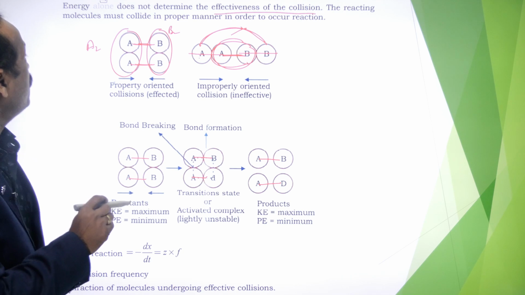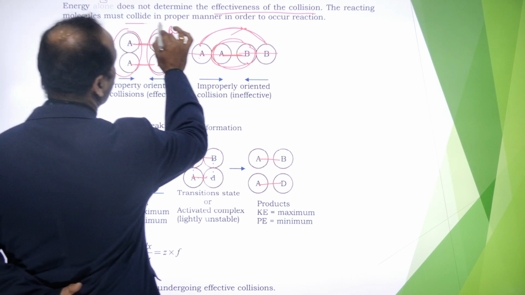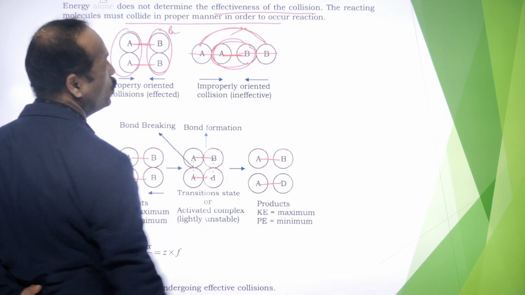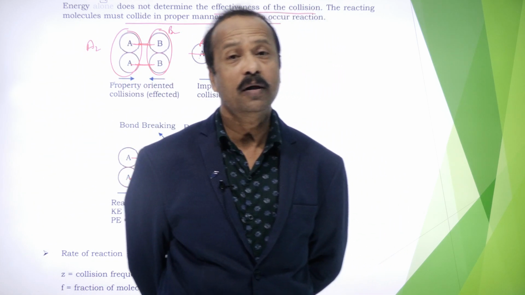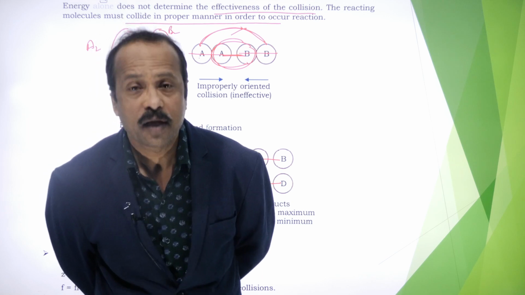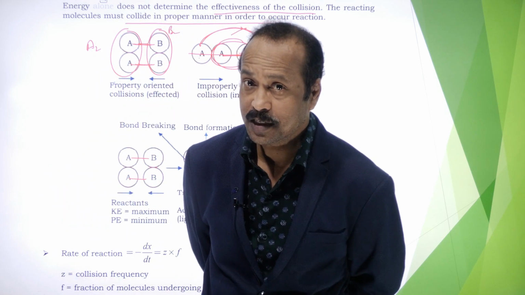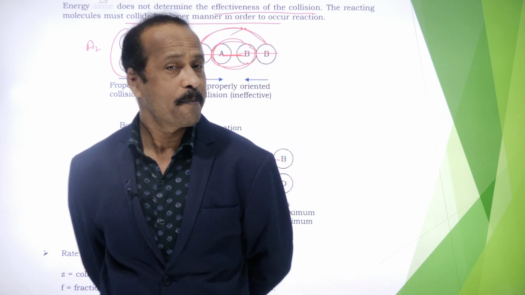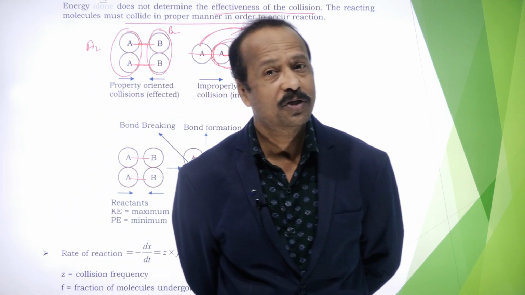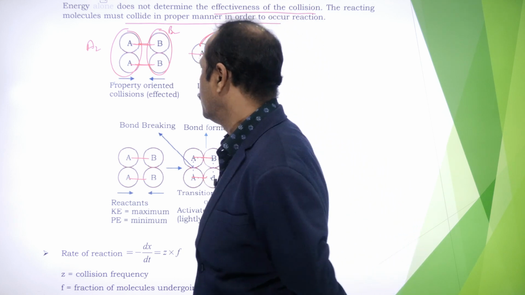The reacting molecules must collide in a proper manner in order for the reaction to occur. So, they should collide in proper order. If they collide in proper order, only then does the reaction take place. If there is no proper order, then effective collisions do not take place. So, see here now.